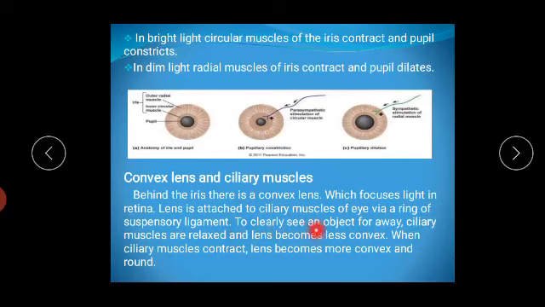To clearly see an object far away, ciliary muscles are relaxed and the lens becomes less convex. When you have to see an object that is far away from your eyes, what will happen? Then ciliary muscles are relaxed and the lens becomes less convex. And when ciliary muscles contract, what will happen? Then the lens becomes more convex and round.